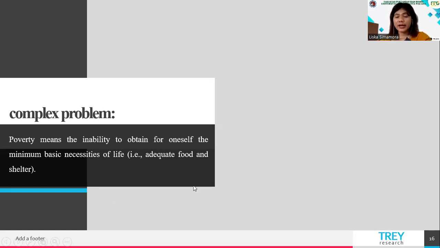But in this complex problem, we cannot calculate the variable. How to calculate the inability to obtain for oneself the minimum basic necessities of life? How to calculate the necessities of life? It's different from if we want to calculate the education level. We know if they reach primary, junior, senior, bachelor's or master or PhD. But here we cannot calculate the variables.